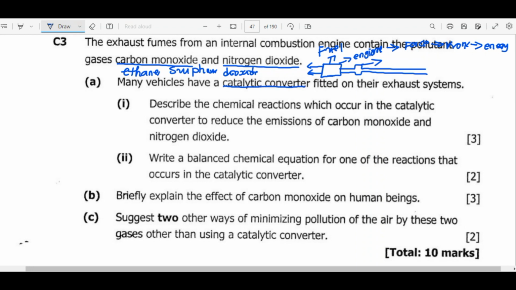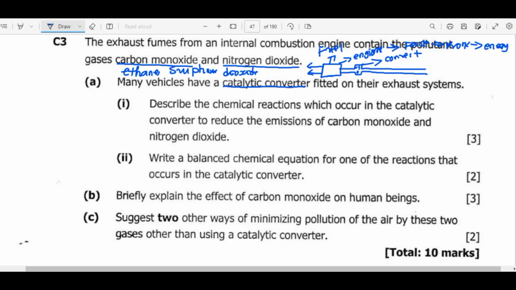Now what is the work of this catalytic converter? It's there to make these harmful gases less harmful. So this is a converter, and as we can hear, catalytic, so it contains some catalysts that assist in these reactions. Then whenever these gases pass through the catalytic converter, they may be converted into gases that are less harmful to the environment. So that is the importance of this converter.